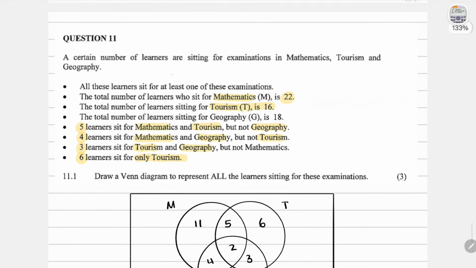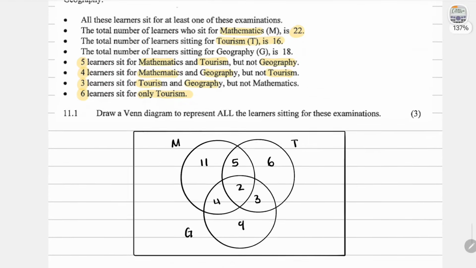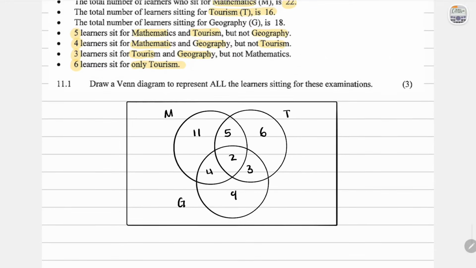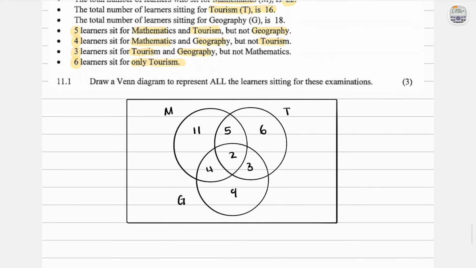Let's just see anything that we missed. Do you see that they say all these learners sit for at least one of these examinations? So what this means is everybody in this study sat for an exam, meaning you don't have anybody on the outside. And that would mean that this is our Venn diagram and we're done. We don't have anybody on the outside who is not included in any of these circles. Okay, so that is 11.1, and moving on to the next question.